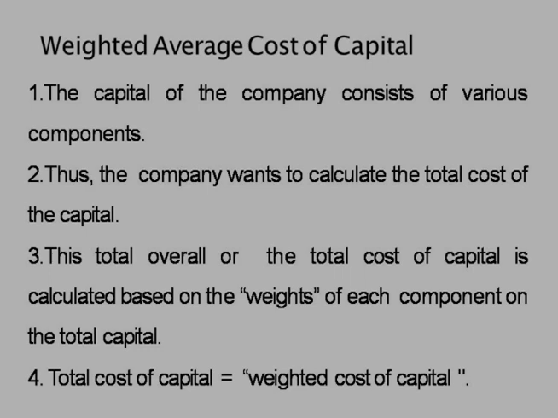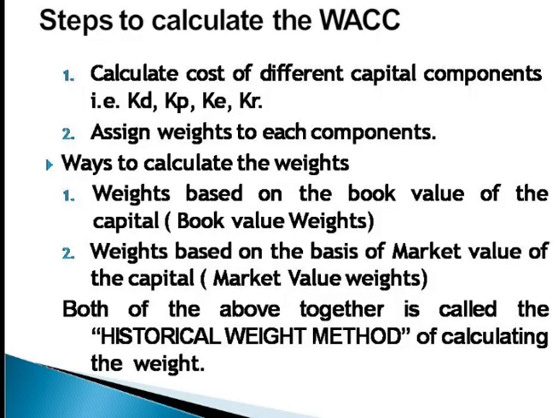Now there are certain steps we need to follow. First, calculate the cost of the different capital components, like we have to calculate first KD, KP, KR and KE. Then, according to the question, we have to assign them some weightage. Now there are certain ways to calculate the weightage. The first is the weight based on the book value of the capital, correct, and the second one is the market value. So the weight would be based on two things, the book value and the market value. This clause will be given in the questions, so according to the question you have to adopt it.